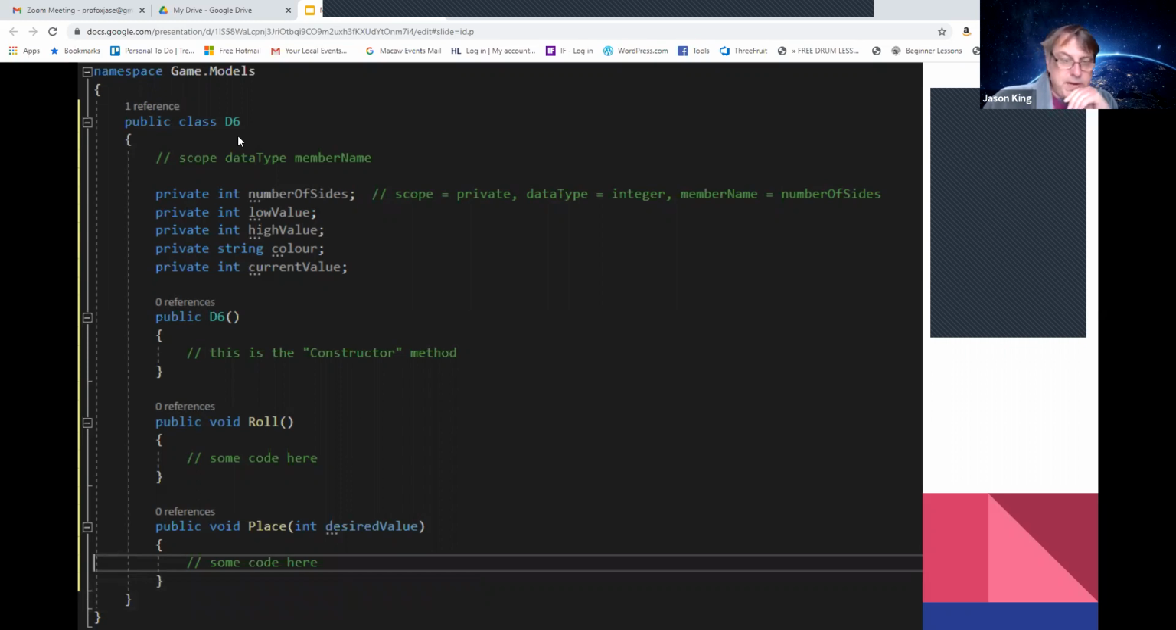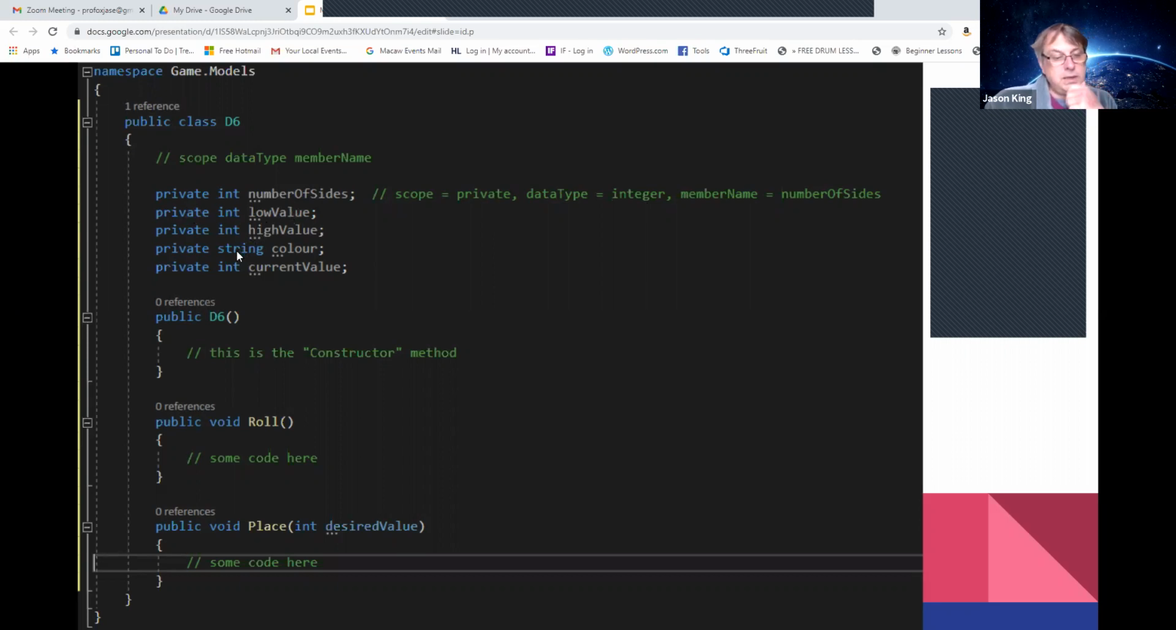These bits in green are code comments that won't throw any errors. They're just there to describe to you in a bit of friendly text what's going on. This first comment says scope, data type, member name. The scope here is private. The data type is int for integer, which means number, and the member name is number of sides. Similarly, this is private, internal workings. It's a number, and so forth.